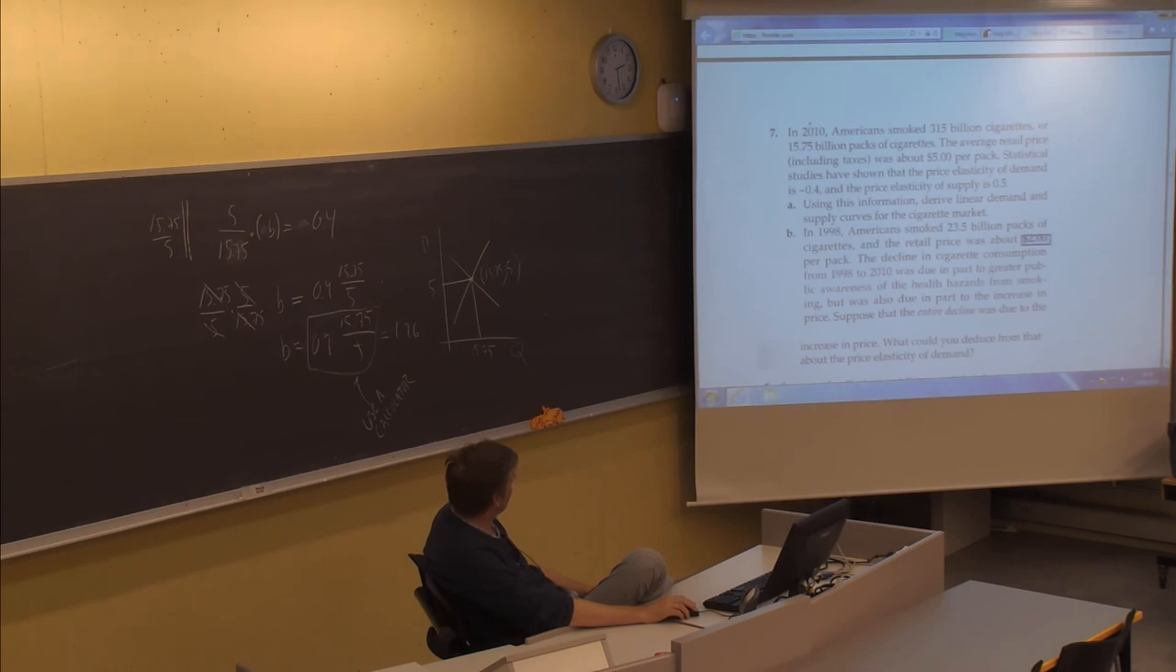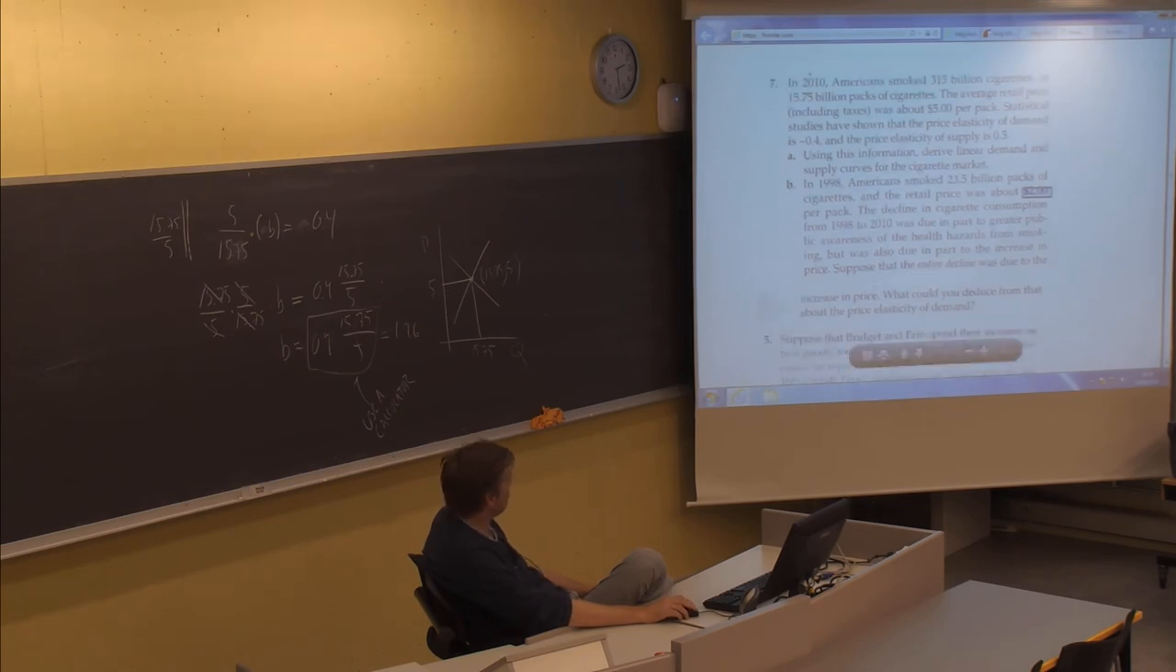What would you deduce from that about the price elasticity of demand? So the point now, of course, is that you can recalculate a new price elasticity of demand given this information, because now you suddenly have a new amount here. You have in fact a new equilibrium point, haven't you? You have 23.5 billion and $2 per pack.